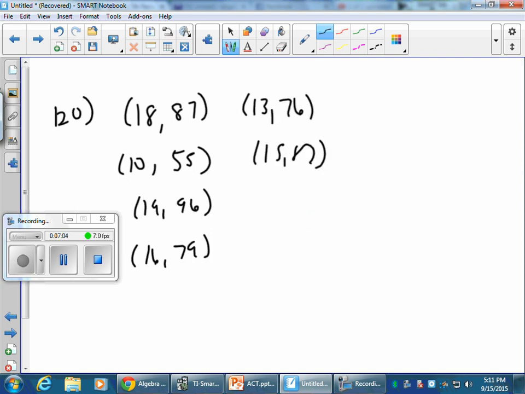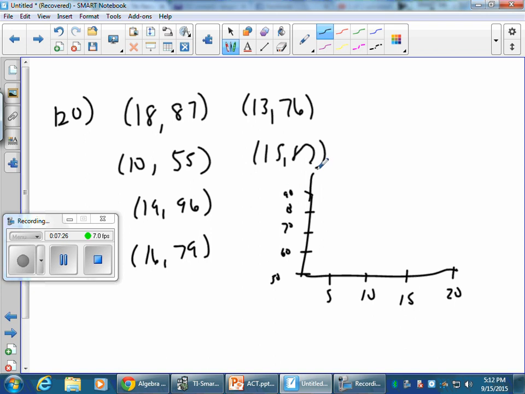And they want you to do a scatter plot. So I'm probably going to go down here 5, 10, 15, 20. And over here, let's do 50, 60, 70, 80, 90. And you're going to do a scatter plot, and it would be better if I had made some graph paper. So you're going to graph it.